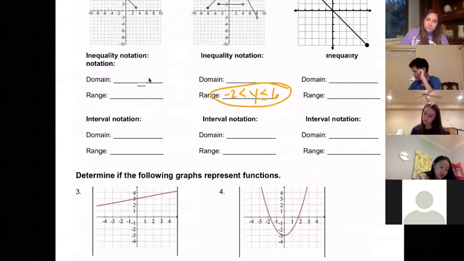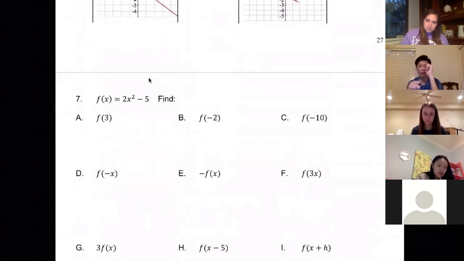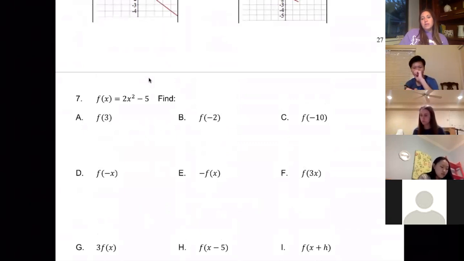Oh, and then I'm seeing the function ones. So do we just put a pencil like this way and then see if any touches the point? Yeah, like the vertical line test or horizontal.